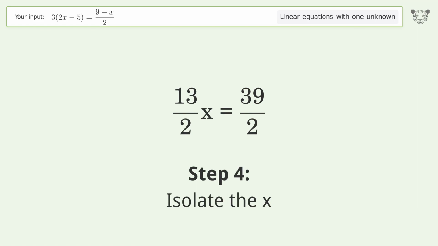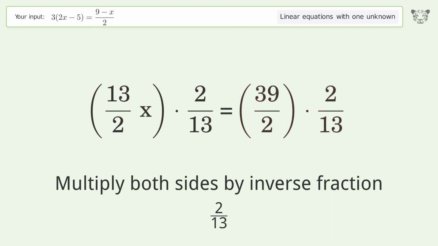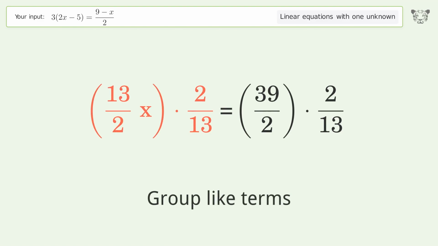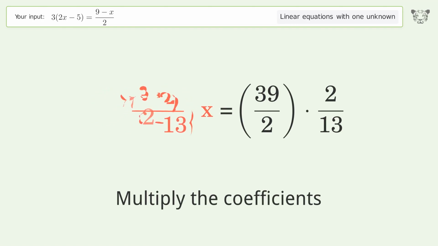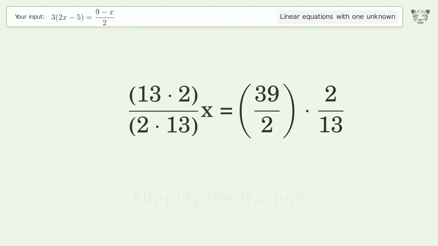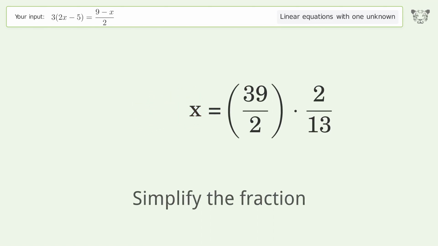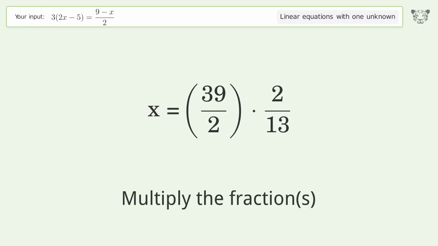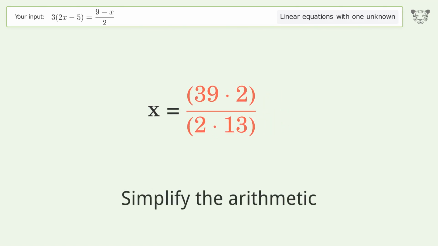Isolate the x. Multiply both sides by inverse fraction 2 over 13. Group like terms. Multiply the coefficients. Simplify the fraction. Multiply the fractions. Simplify the arithmetic.